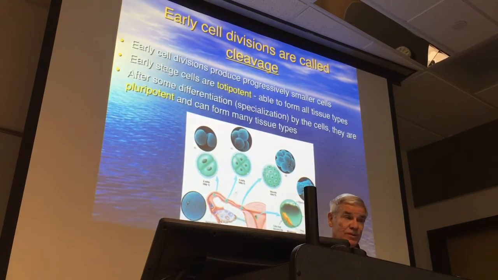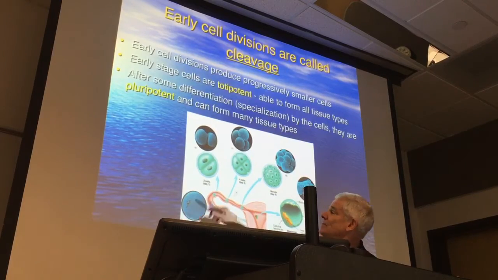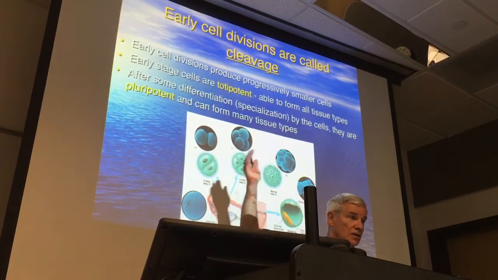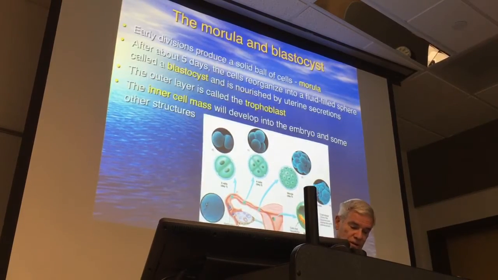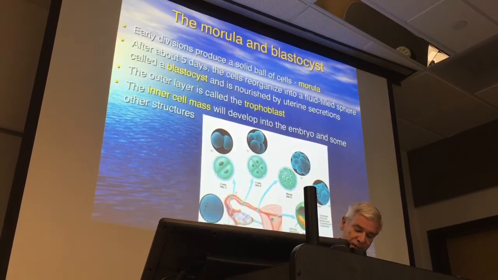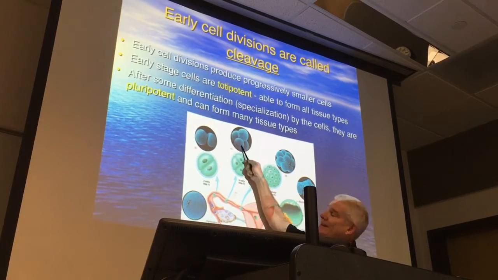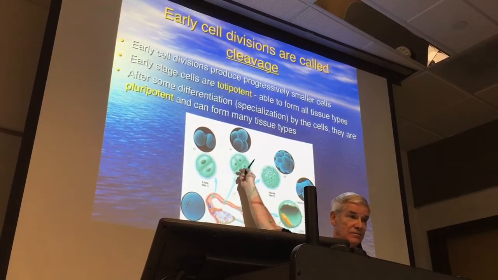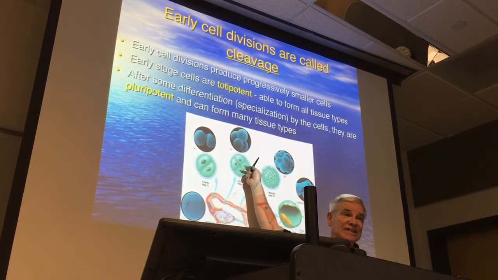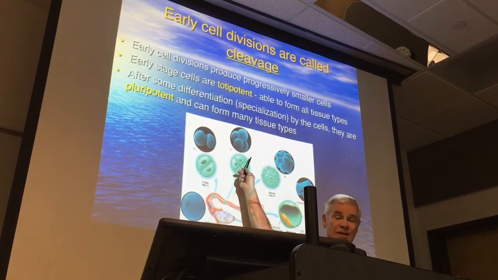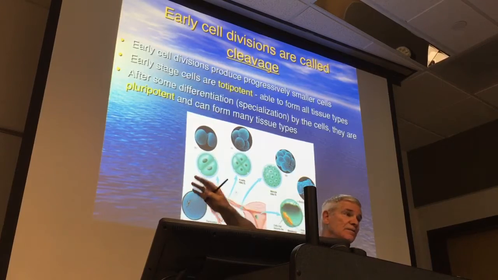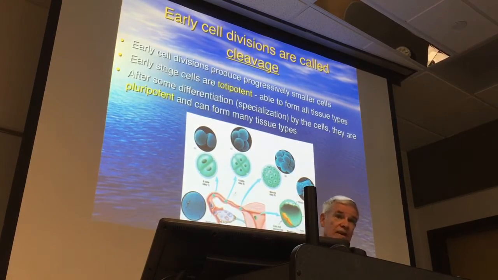Okay, so the first few successive divisions are called cleavage because the cells don't double in size before they divide, they just start dividing. And so the cells get progressively smaller. So everybody understand, even at an 8 or sometimes at a 16 cell stage, those cells are totipotent and if you separate them, they can form a complete individual with every tissue, okay?